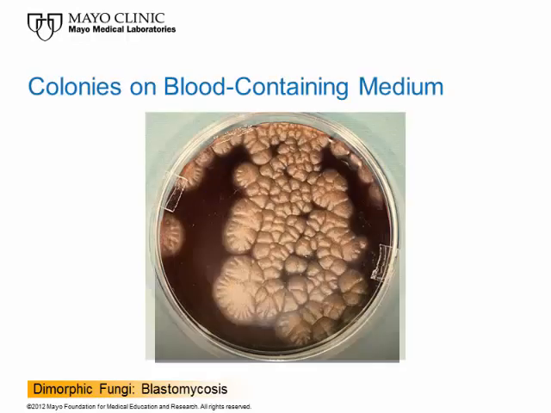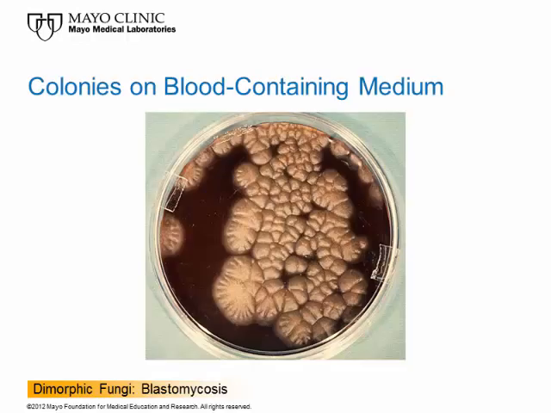This is one where it looks almost like a yeast colony on a blood-containing medium. But if you look closely, you notice that there are little tufts of hyphae sticking up in the center of some of those colonies. And this is what some of the dimorphic fungi look like on a blood-containing medium. Not just Blastomyces, but it can be Histoplasma as well, and maybe even Coccidioides.